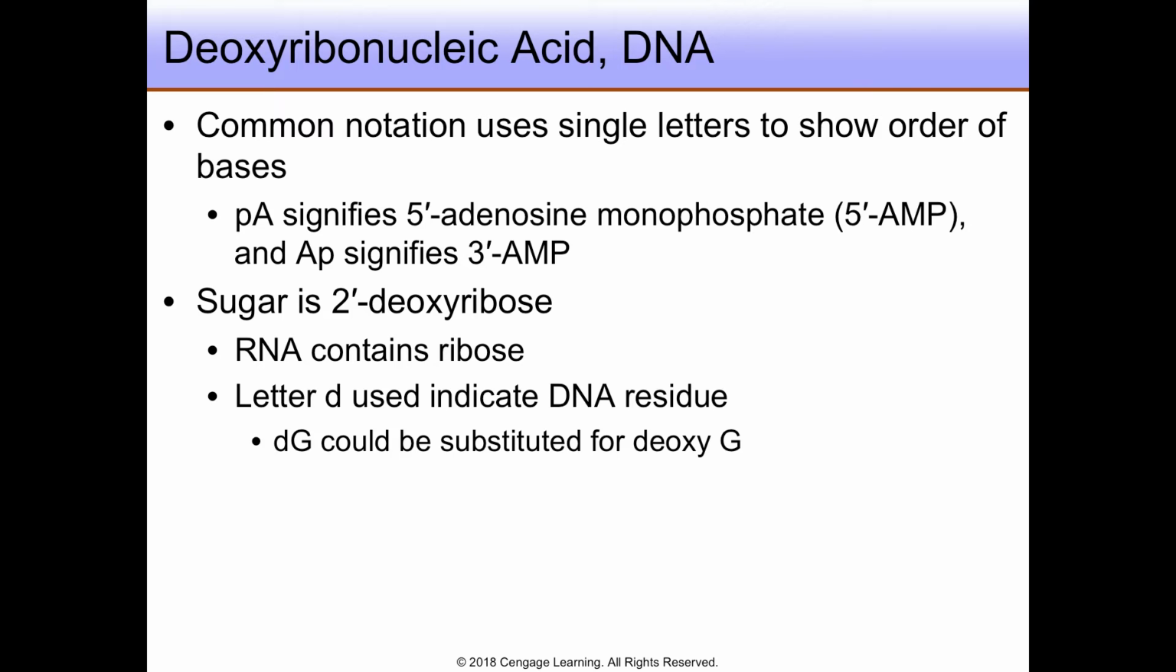Another common notation uses the same kind of single-letter code, but also includes a lowercase p to indicate the position of the phosphate group. The letter p is placed in front of the capital letter to indicate a 5' phosphate, and is placed after to indicate a phosphate at the 3' position. To distinguish RNA from DNA, a lowercase d is placed in front of the capital letter to indicate a deoxyribonucleotide. The absence of the d identifies a ribonucleotide.